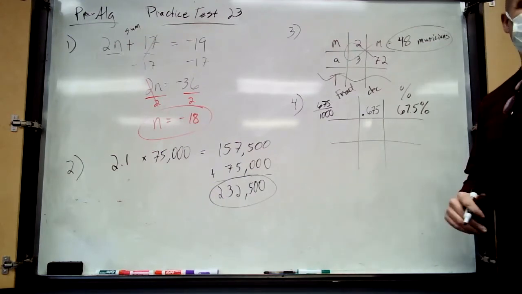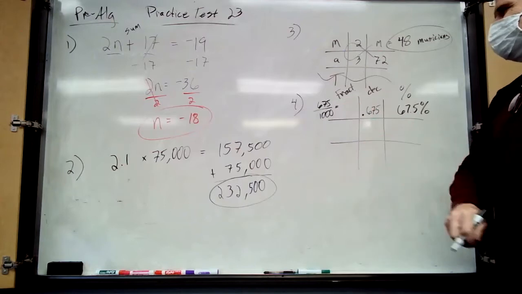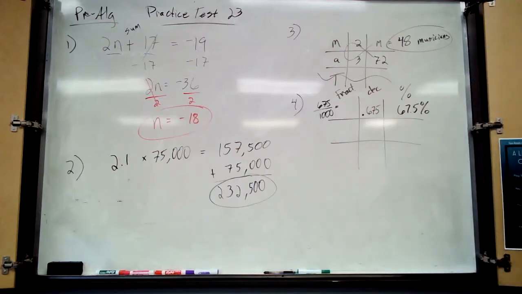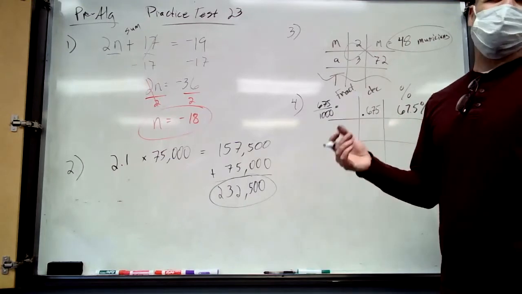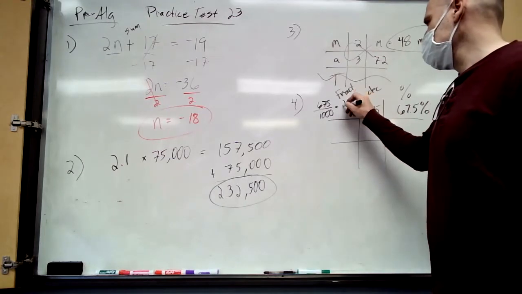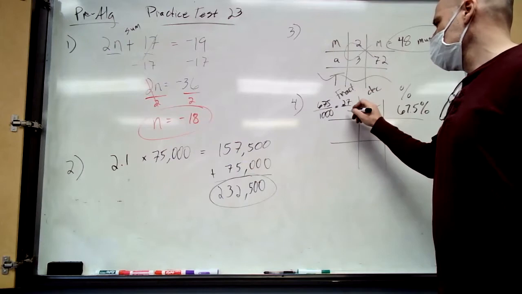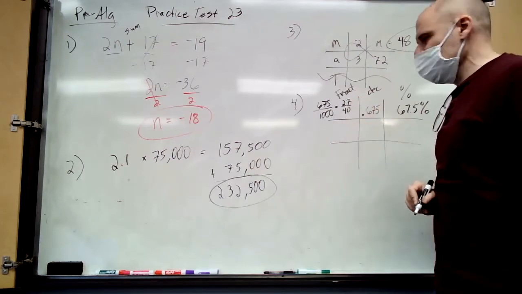Anyone know what that is, reduced? You could probably take out a 25. 27 over 40. Is it? I think so. Take 25 out, yeah. 27 over 40. Good, I think that's right, good job.